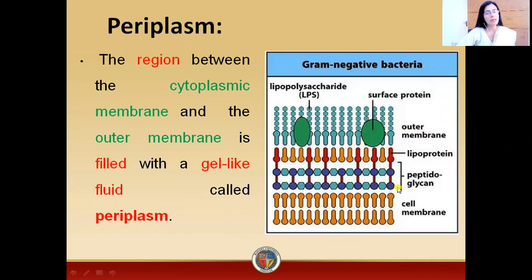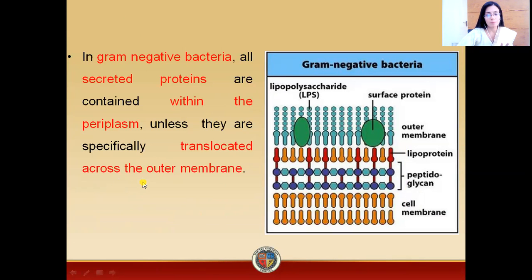So, what is the periplasm which is present in bacteria? This periplasm is actually the region between the cytoplasmic membrane and the outer membrane. This is the region between the outer membrane and the cytoplasmic membrane, and it is filled with a gel-like fluid. So, this is called the periplasm. In gram-negative bacteria, there are proteins present in the periplasm, and these proteins have the ability to be translocated, to be transferred across the outer membrane. Now, when these proteins are in the outer membrane here, then we call them surface proteins.